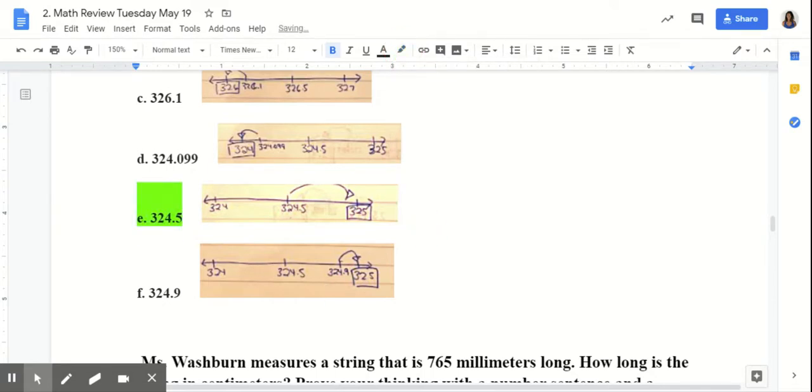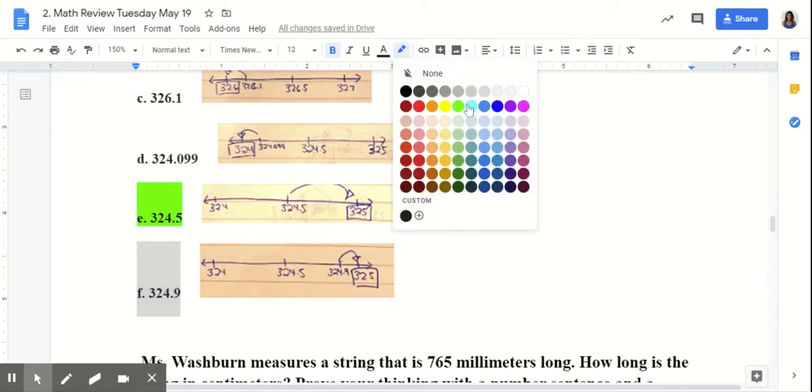And then last one, 324.9. Again, thinking on number sense without even creating a number line right now, we should know that this is only 1/10 away from 325. So in our heads, we should know that this is automatically going to be rounding up to 325.